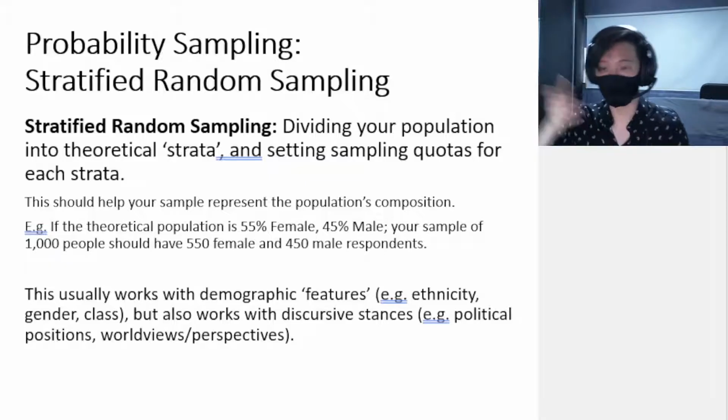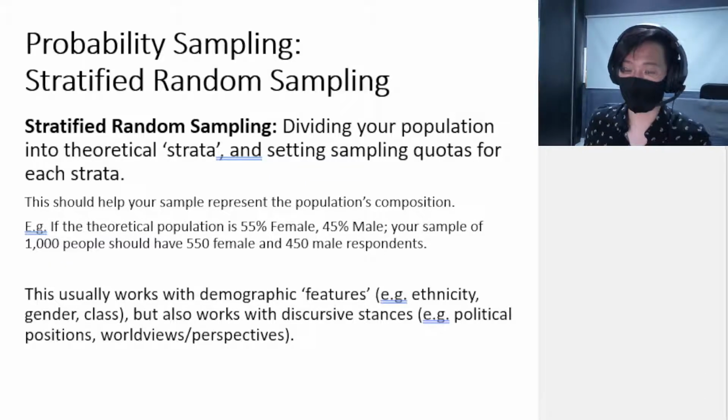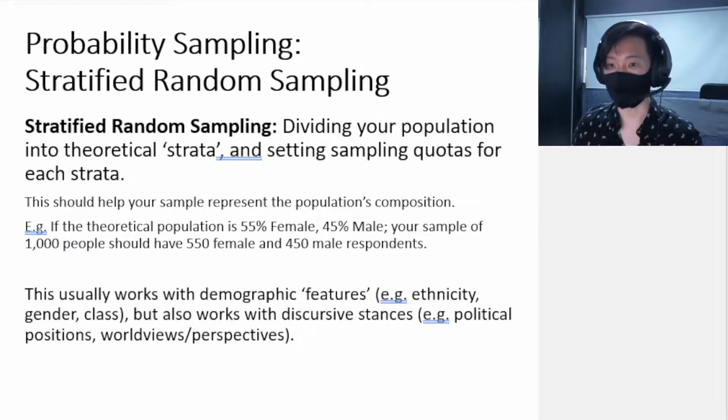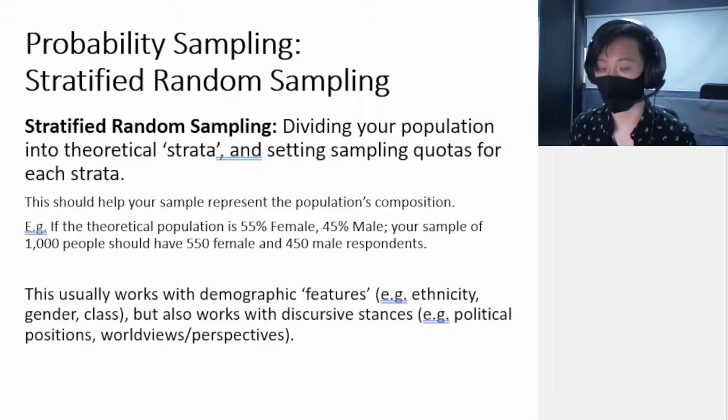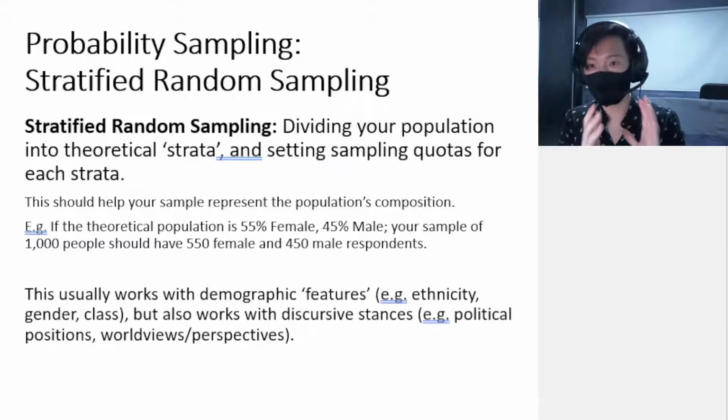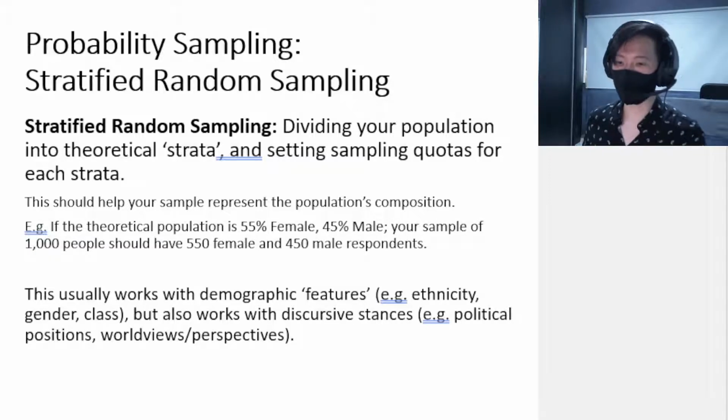So in this example on the slide, if my theoretical population is 55% female, 45% male, then I need to make sure that I set a quota of 550 women. I don't want more than 550 women in my sample, but I can't have less than 550 women in my sample either. It has to be that number for me to say, look, my sample's gender breakdown represents the population's gender breakdown. This usually works with demographic features like what's described.